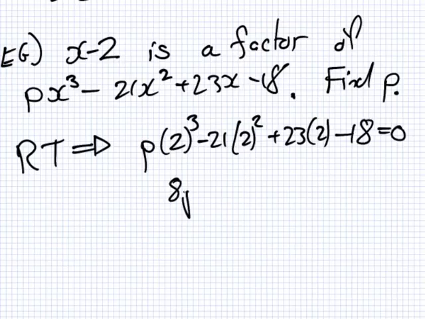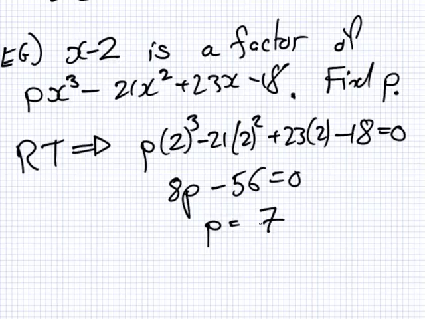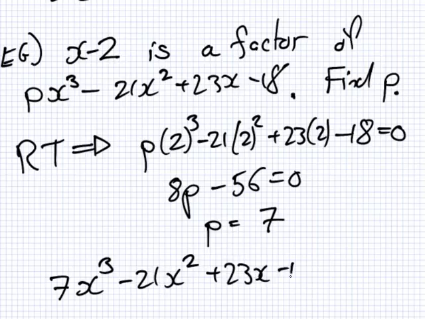So that means 8p minus 56 should equal 0 when I put this in on the calculator. So then p must equal 7. So it was 7x cubed minus 21x squared plus 23x minus 18. Okay, write this one down. I'll give you one like this to try.